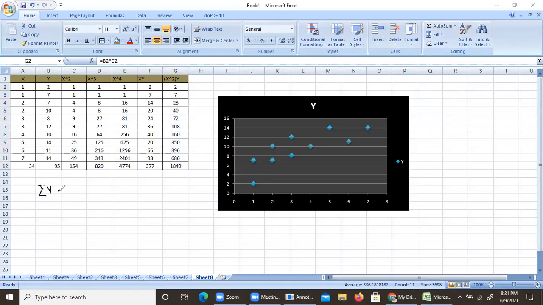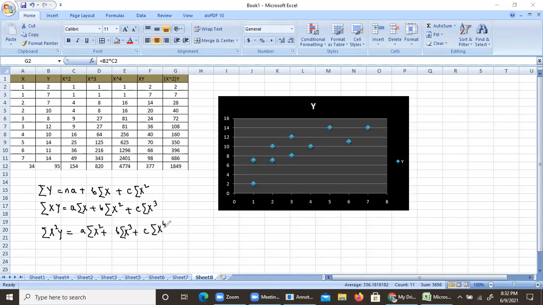We have summation y equals n a plus b summation x plus c summation x squared. The second normal equation was summation xy equals a summation x plus b summation x squared plus c summation x cubed. And the third normal equation was summation x squared y equals a summation x squared plus b summation x cubed plus c summation x to the power 4.